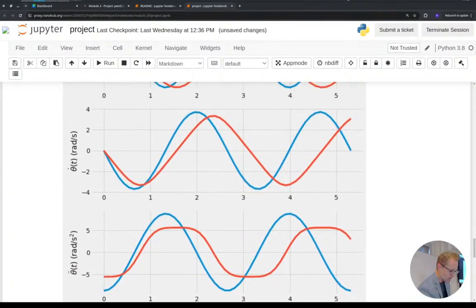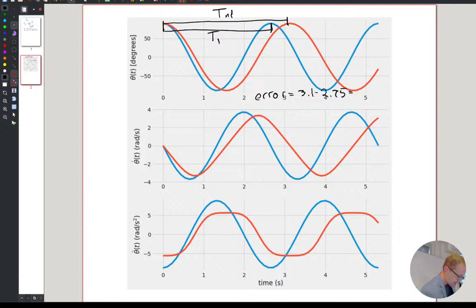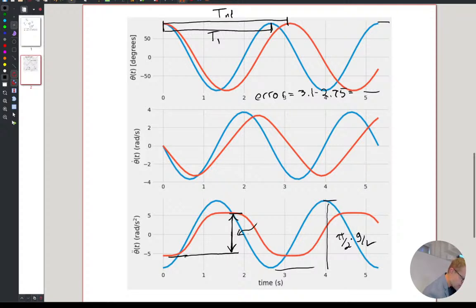And then we were also looking at the fact that, hey, this amplitude and these amplitudes are the same, but these two are definitely not. Because this amplitude is pi over 2 times g over L. But this one is g over L. So the bigger that initial angle, the bigger the change in that acceleration amplitude for that wave.